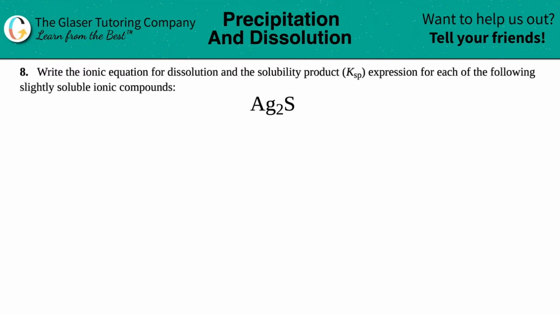8. Write the ionic equation for dissolution and the solubility product expression, which is the KSP, for each of the following slightly soluble ionic compounds. And then we have silver 1 sulfide, which is Ag2S. Okay, so the first thing is we have to write the dissolution equation.